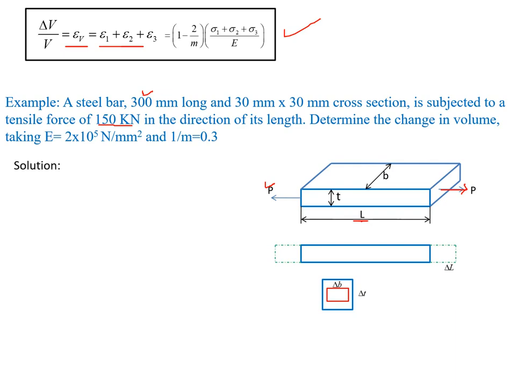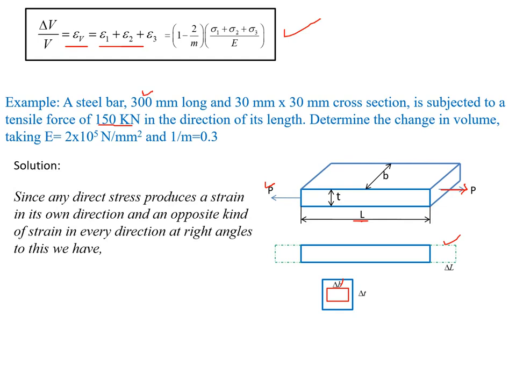So now we have to determine the change in volume. We know that when we apply the force in the length direction, the nature of the force is tensile. So in the length direction elongation takes place, and in the remaining two directions, that is the width and the thickness, contraction takes place, and those dimensions will be reduced.